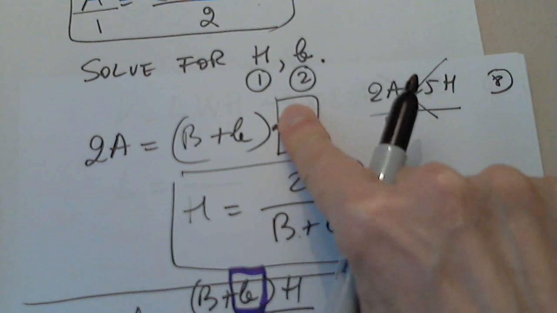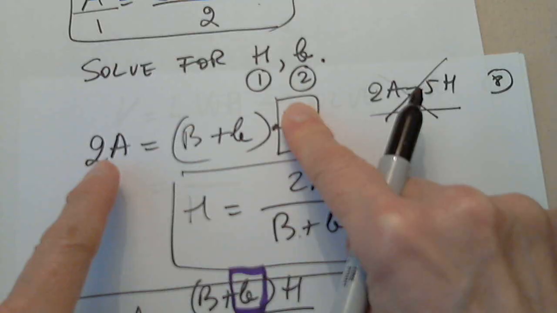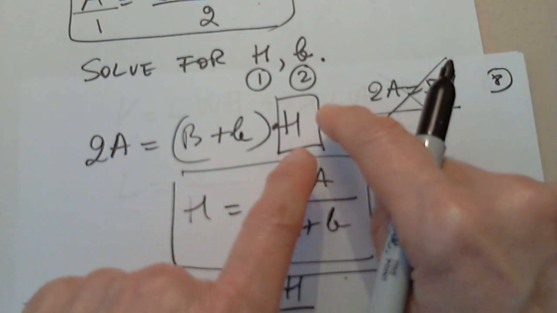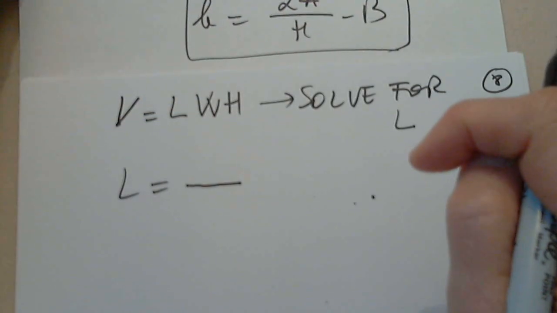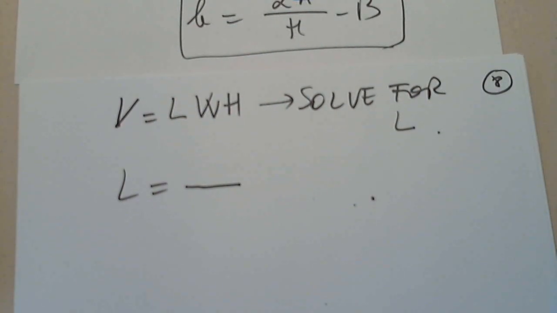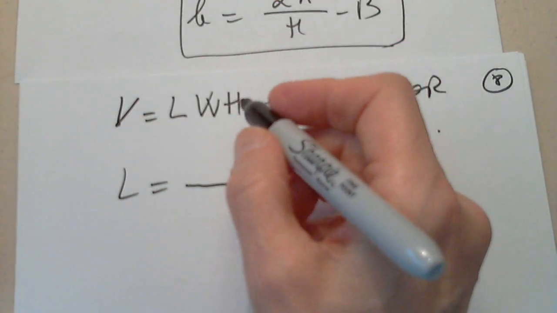So let's come back here. We're solving for H. I need to get rid of the quantity that multiplies H, not get rid of A or get rid of 2. I need to get rid of this quantity in order to have H by itself. So let's come back here. I want L by itself. What should I do to both sides? Divide W and H on both sides? Divide by WH.